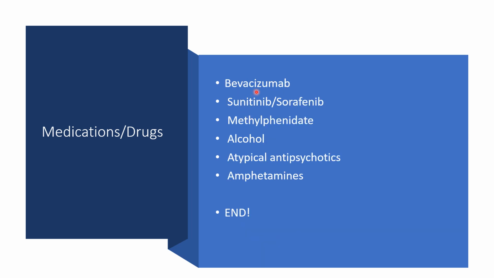Disease-modifying anti-rheumatic drugs, that is why autoimmune conditions are also considered during this presentation as probable causes of hypertension. Okay, methylphenidate, alcohol, atypical antipsychotics, even typical antipsychotics could lead to hypertension. Amphetamines, and the list is endless right now. You can discuss more with a physician or your pharmacist or clinical pharmacologist.